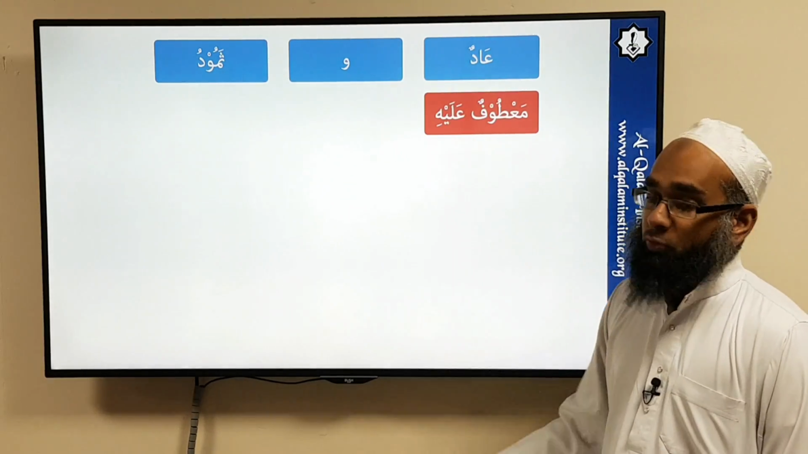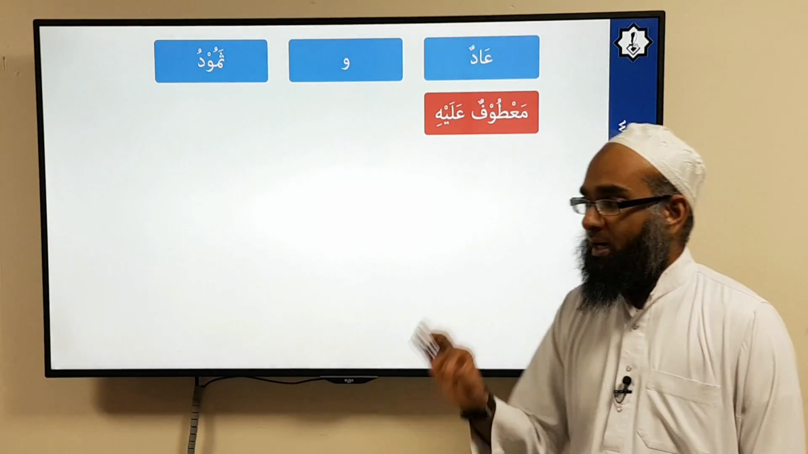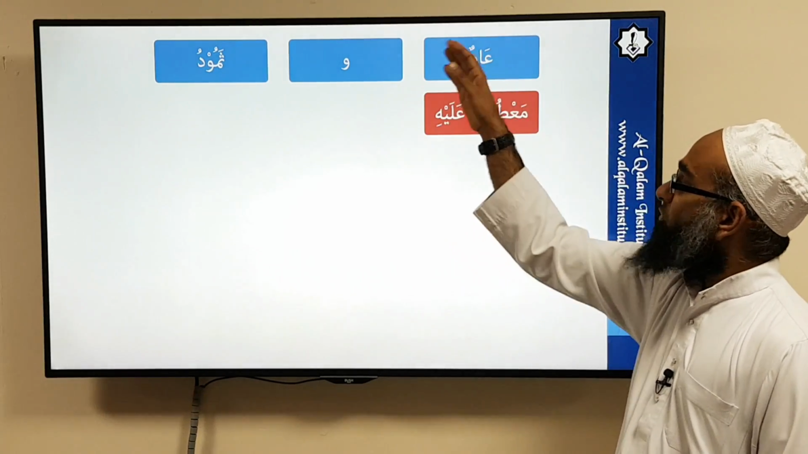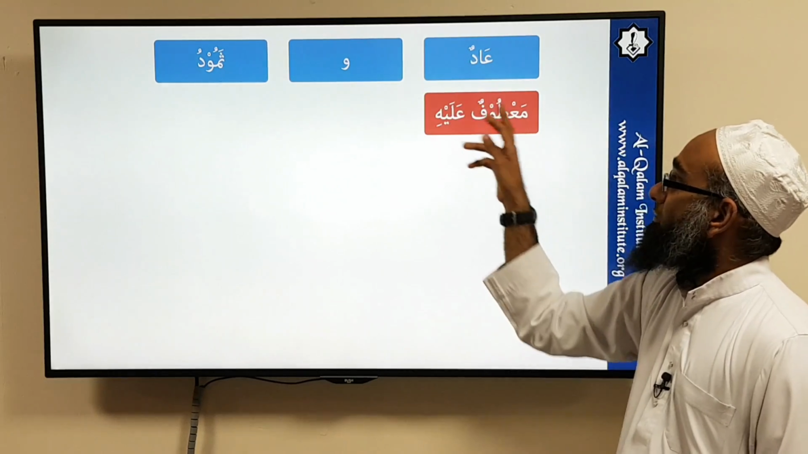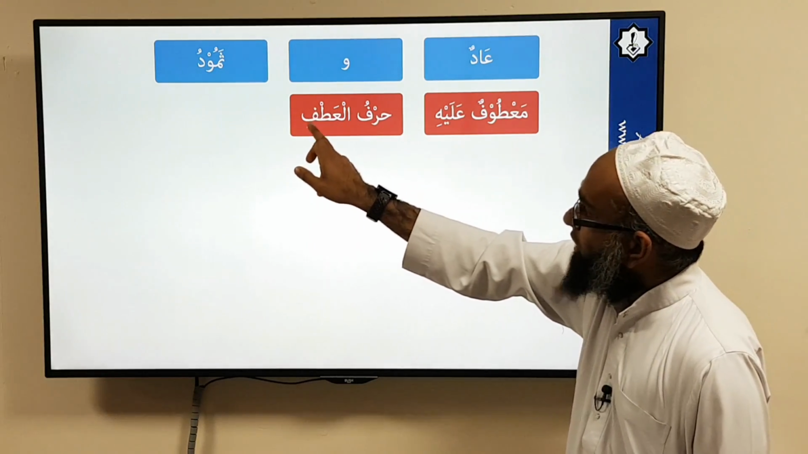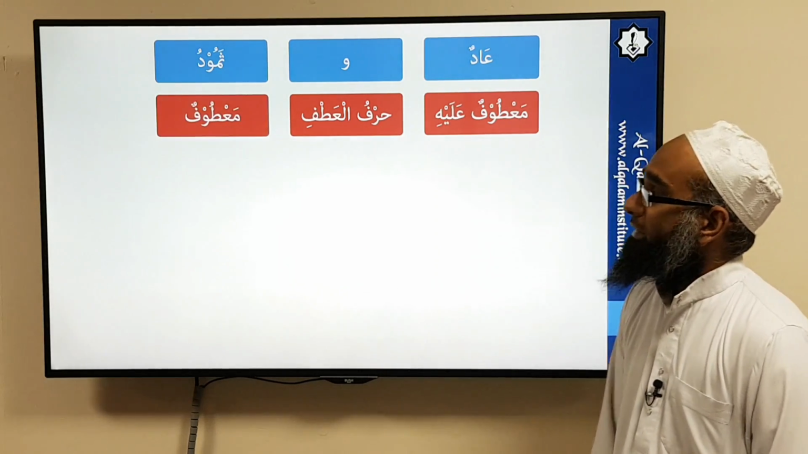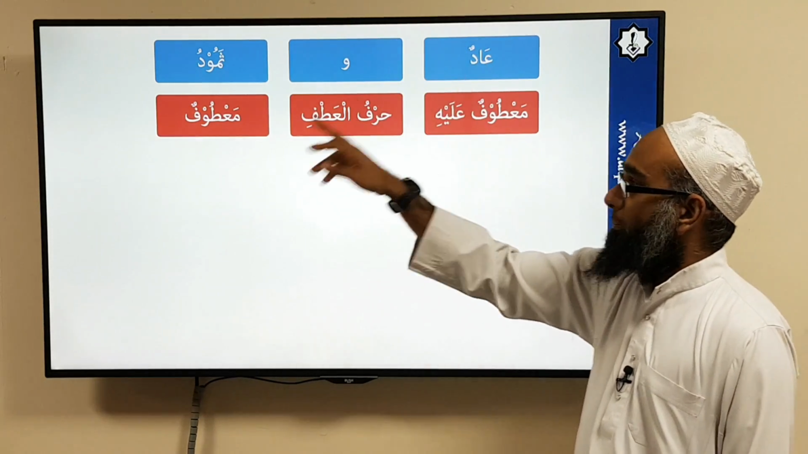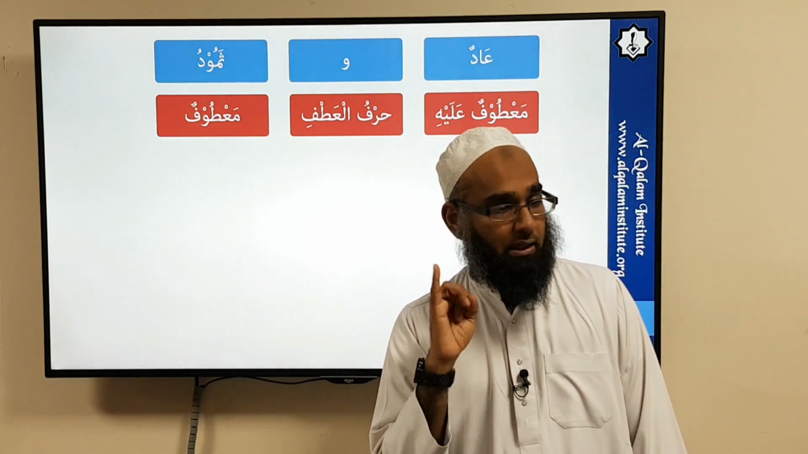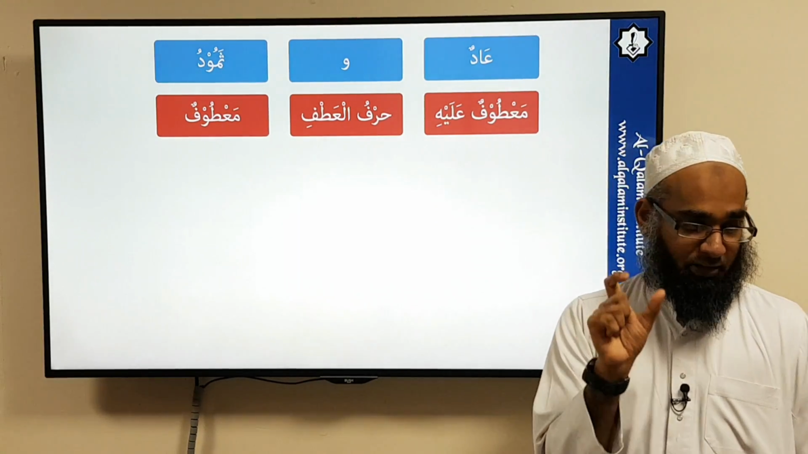Correct? So this is what you have to learn, three new words. The first word is called Ma'tufun alayhi. You pronounce it Ma'tuf alayh. So this is the first part of the conjunction phrase. The particle of conjunction is called Harful atf. And the word that is linked back to the first word is called Ma'tuf. So Ma'tuf alayh, Harful atf, and Ma'tuf. These three things make up the conjunctive phrase.